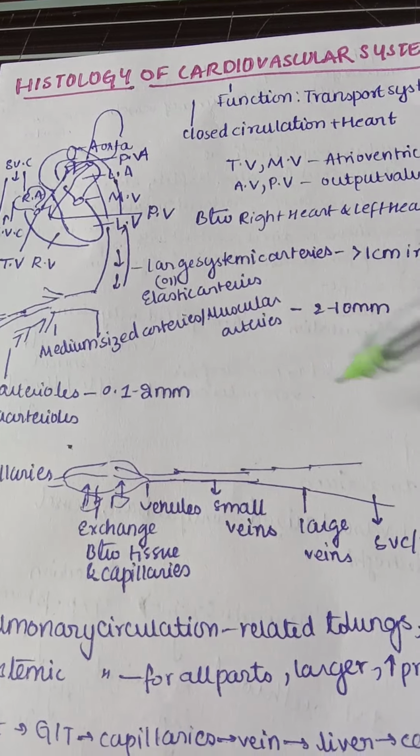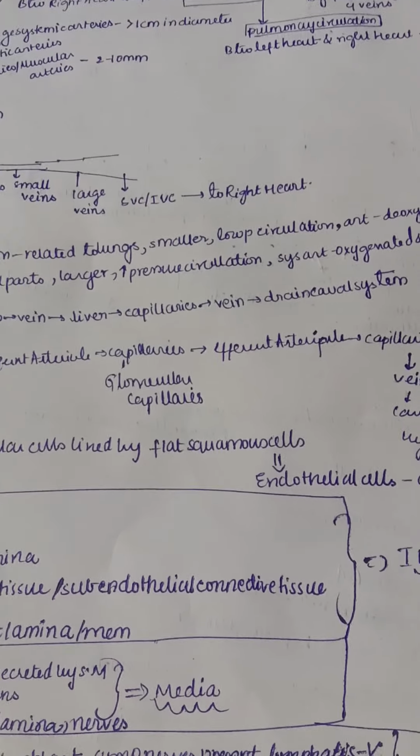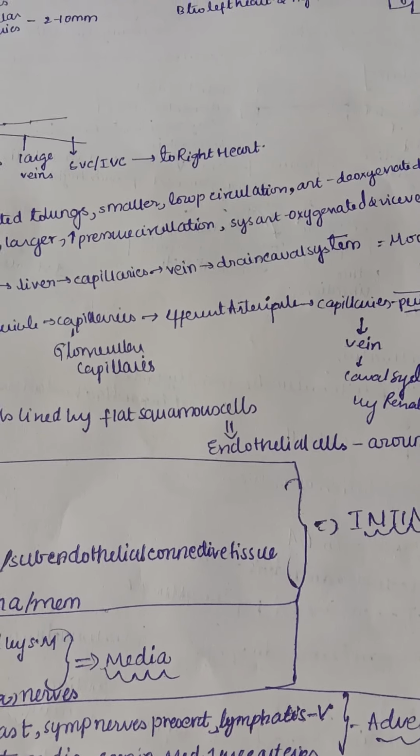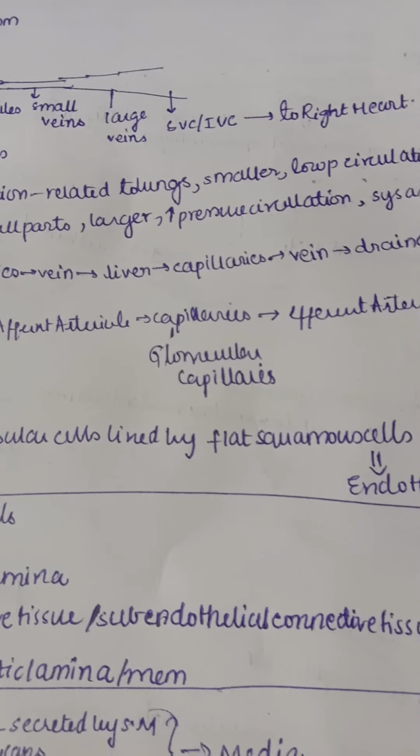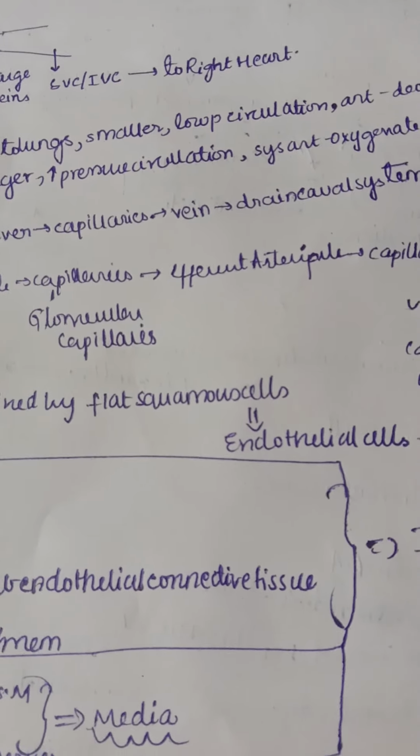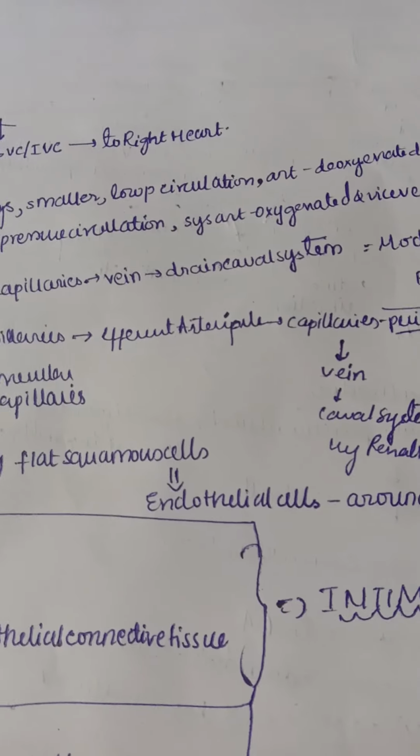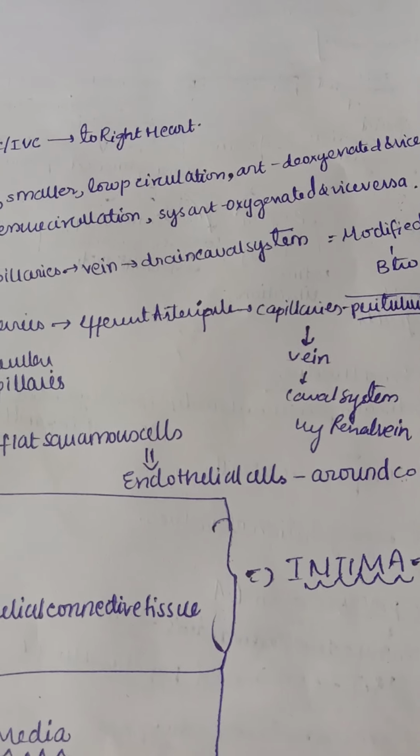It is a smaller type of circulation, and it is a low pressure circulation, and it carries deoxygenated blood, that is, arteries carry the deoxygenated blood and veins carry the oxygenated blood in the case of pulmonary circulation. But systemic circulation is present in all parts of our body, and it is a larger circulation and the pressure is increased in the circulation, and the systemic artery is oxygenated and the vein is deoxygenated in the case of systemic circulation.